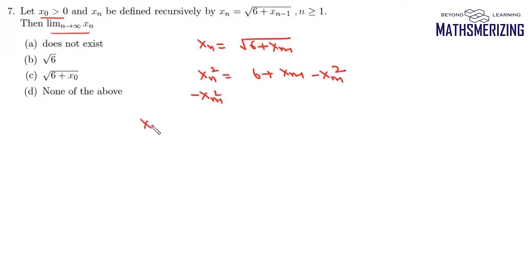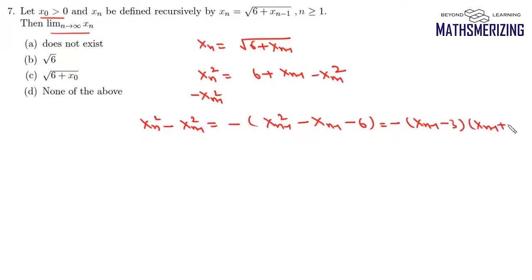So it will be (xn² - xn-1)², and if we take minus common here, we'll get xn-1² - xn-1 - 6, and if we factorize it, we can write this as (xn-1 - 3)(xn-1 + 2). Now here the critical points are 3 and -2, and since x0 is greater than 0, we'll take two cases.